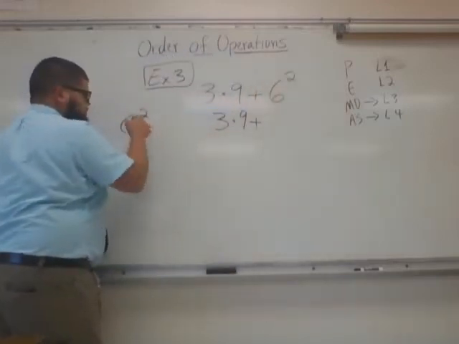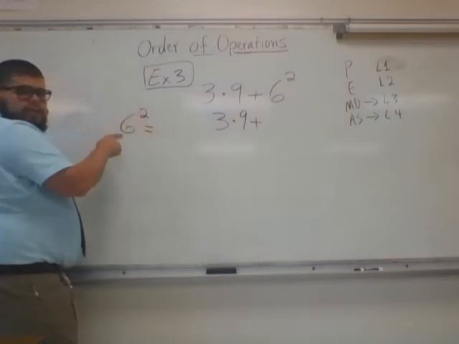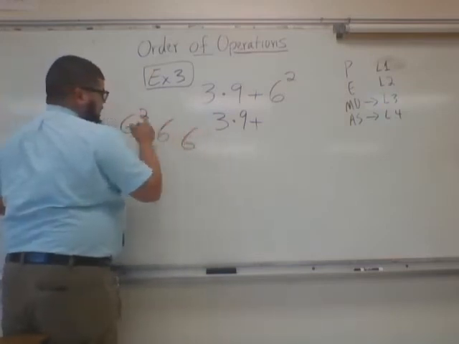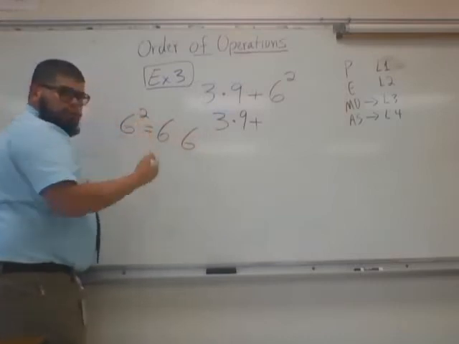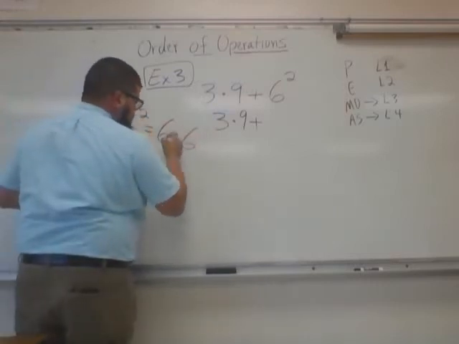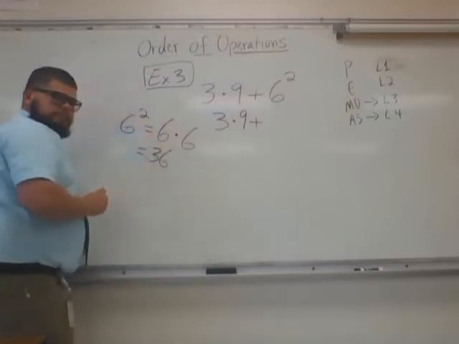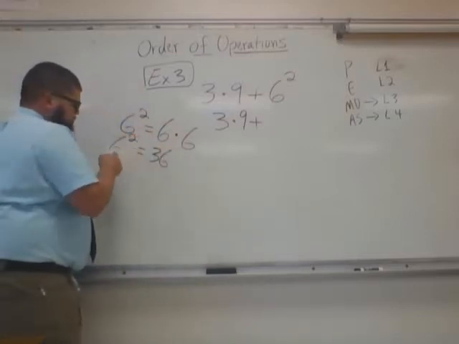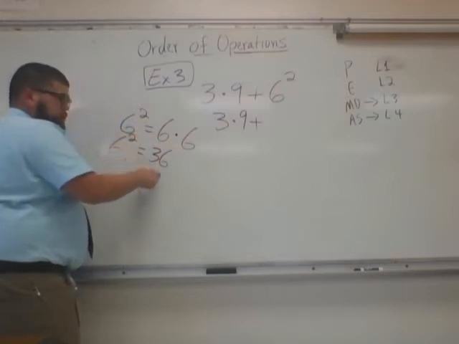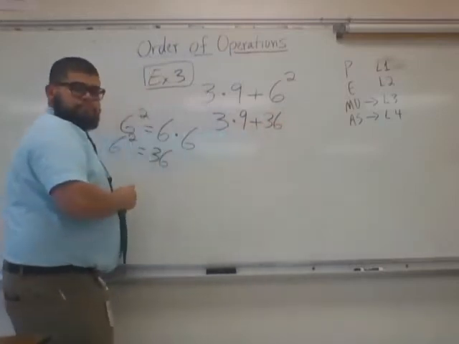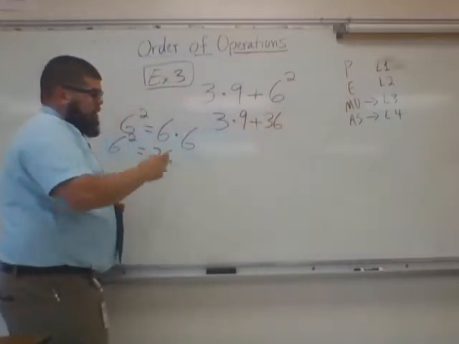6 squared. Remember, this 2 in the power tells us how many 6's we have. So we have 6 and 6, and we know exponents are repeated multiplication, so we're going to multiply. So 6 times 6 is 36. Okay, so whatever this 6 squared is, it's equal to 36, and that's what we're going to put right here.